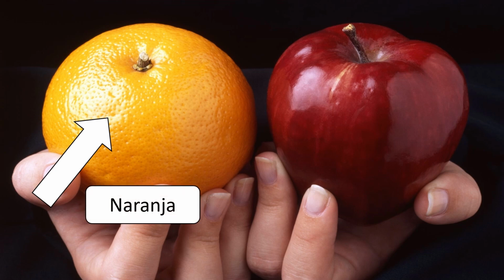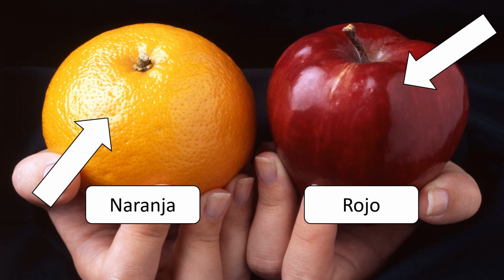Naranja. What color is the fruit on the right? Rojo.